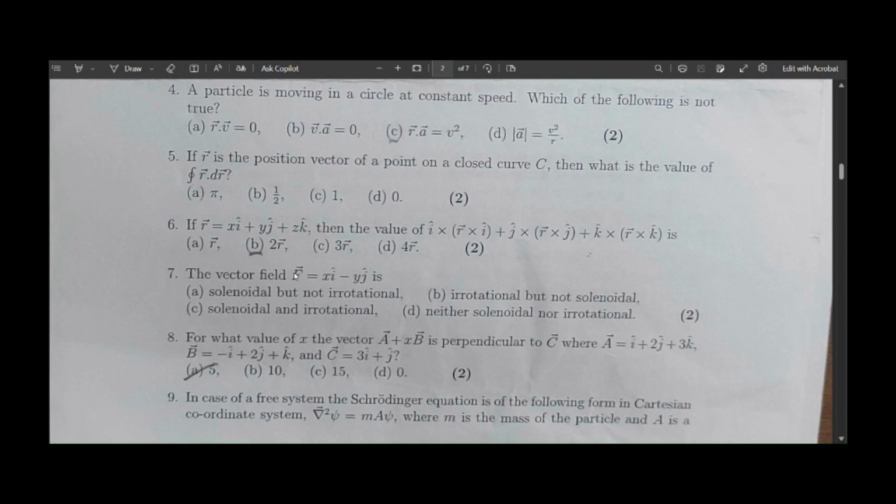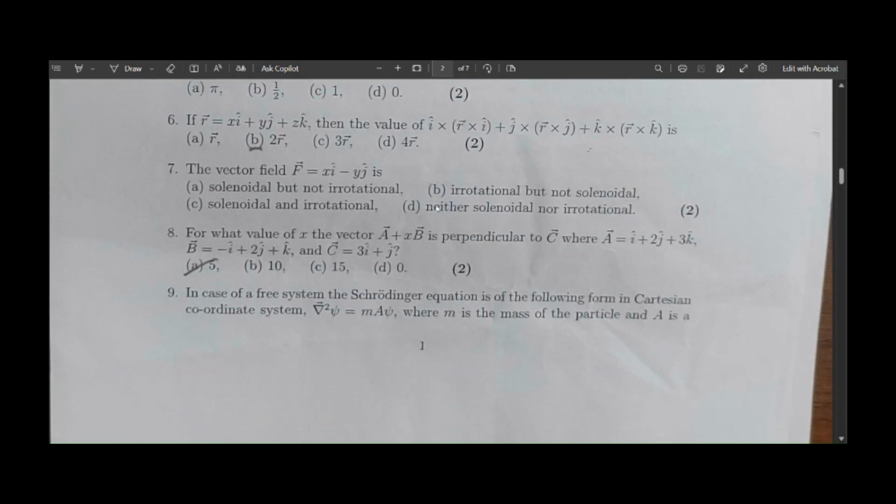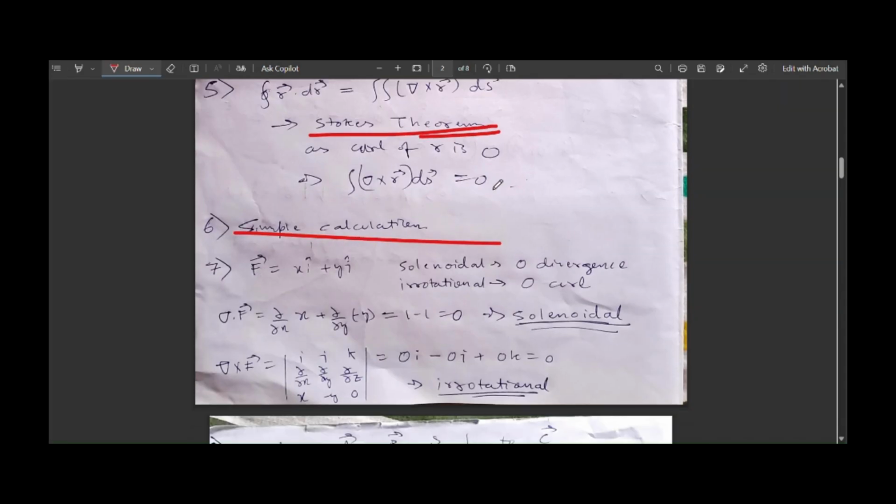So question number 6. If r is xi plus yj plus zk, then find the value of i cross r cross i plus j cross r cross j plus k cross r cross k. We have to calculate it, very easy. We have to calculate just the determinants. Just follow what is written and do the determinant, and you will find the answer. Sixth, a simple calculation just.